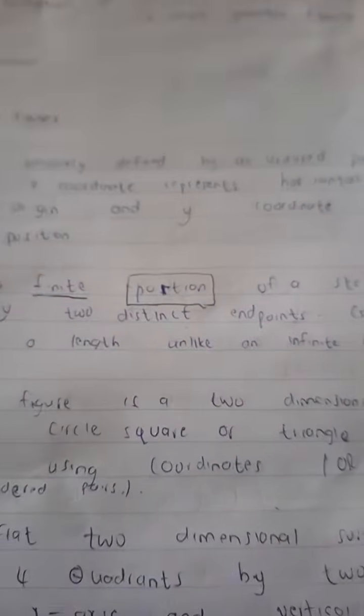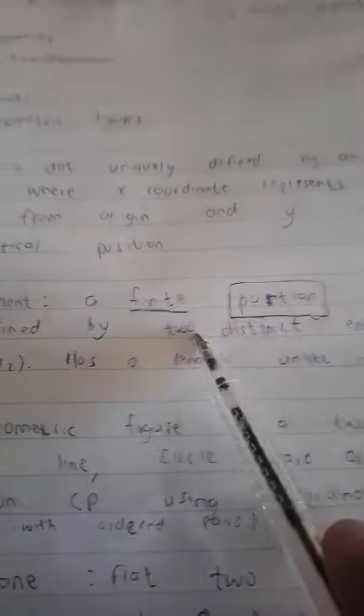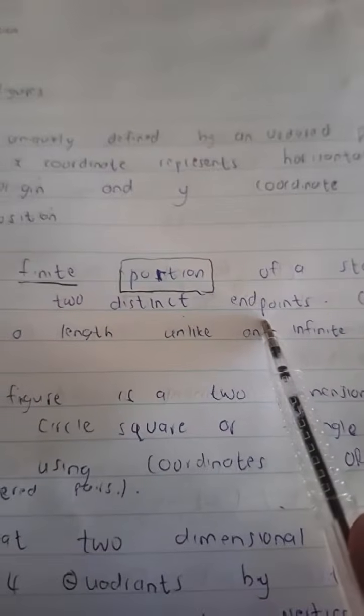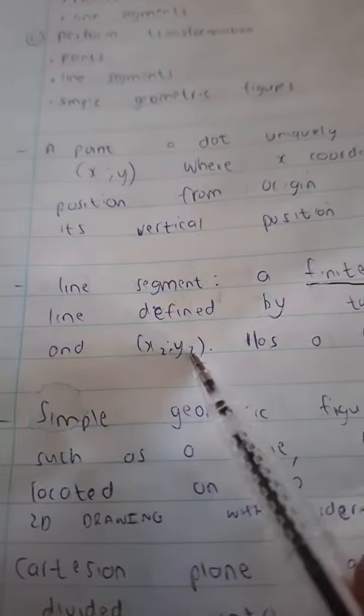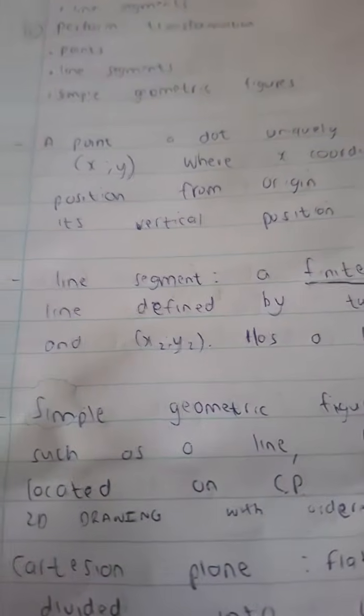Line segment: a finite portion. Why do I say portion here? A finite portion of a straight line defined by 2 distinct endpoints. I repeat, a finite portion of a straight line that is defined by 2 distinct endpoints. So there's x1 and y1, which is the beginning of the line segment, and x2 and y2, which is the end of the line segment.